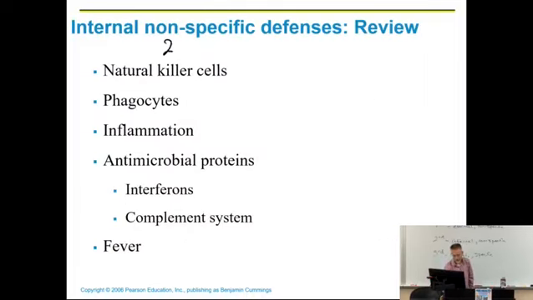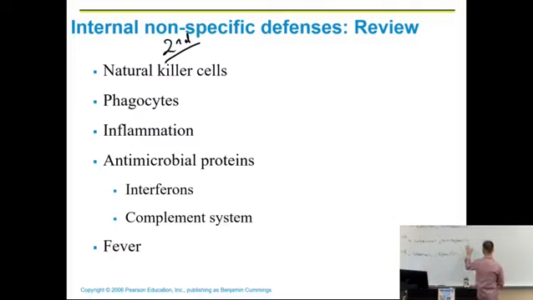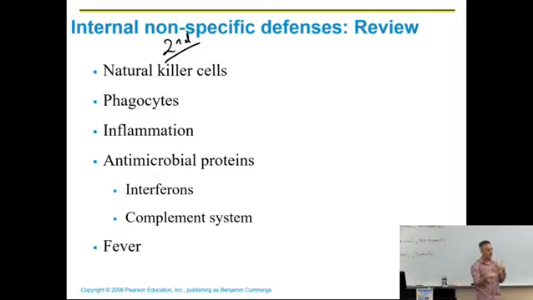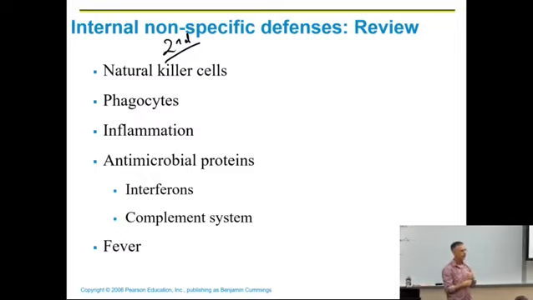So second line of defense is what we just finished. These are different examples, like we were just mentioning, of second line of defense. We had some cells towards the beginning, some molecules as well, all working internally, but non-specifically to defend you against things that are foreign, that have gotten past your first line of defense, and now we need to get rid of them. Okay? So that's the story of first and second line of defense.